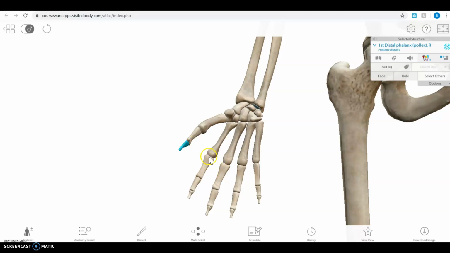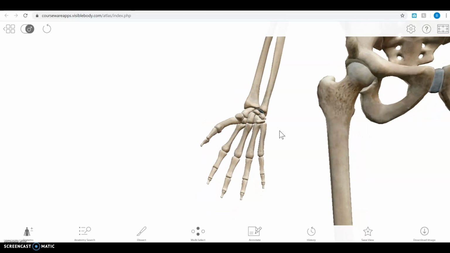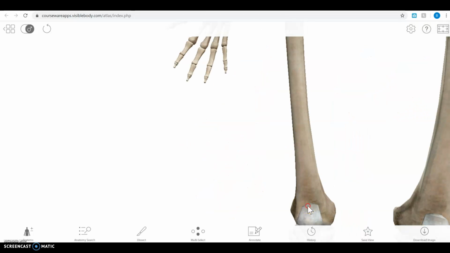So your thumb only has 2 phalanges, the rest of your fingers have 3. And then if you look at the joints, right here, it's the metacarpophalangeal joint. Metacarpals and then the phalanx. And then you have the proximal interphalangeal joint, or PIP, and then the distal joint, the DIP. That's it for the hand. Let's look at the foot.